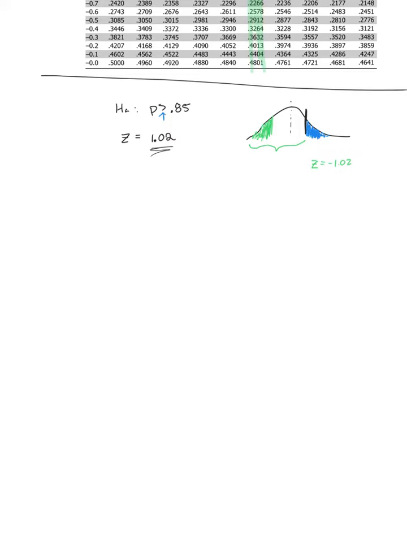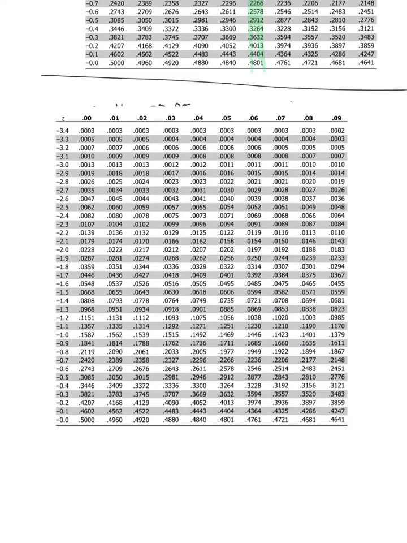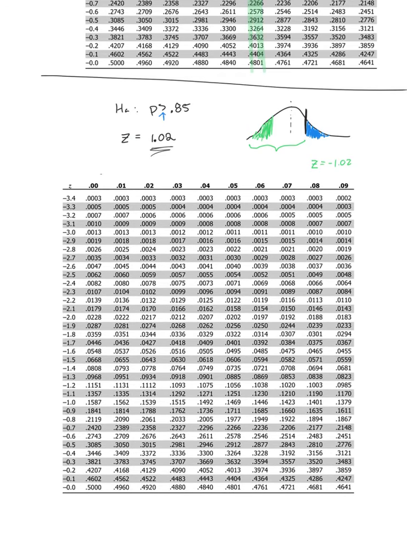Let's go ahead and insert our table here and look at this again. Now looking at negative 1.02, I'm going to again trace it over. Negative 1.0. I'll go ahead and trace 0.02 down. And where they overlap, that right there will be my p-value. So our p-value in this case is 0.1539.